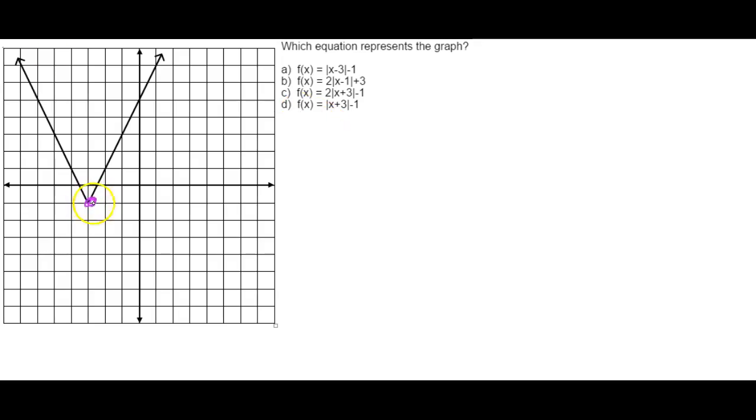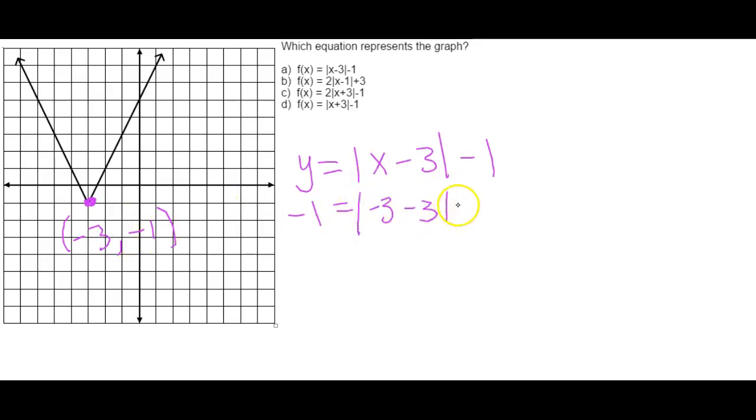So let's use this minimum point, which is located at (-3, -1). And let's plug that into our first option, answer choice A. They use f of x, but really that's just y. So I'm going to replace it back with the letter y, so it's easier to work with. So we're going to replace the letter y with the -1, that is the y coordinate. We're going to replace the letter x with the -3, that is the x coordinate.